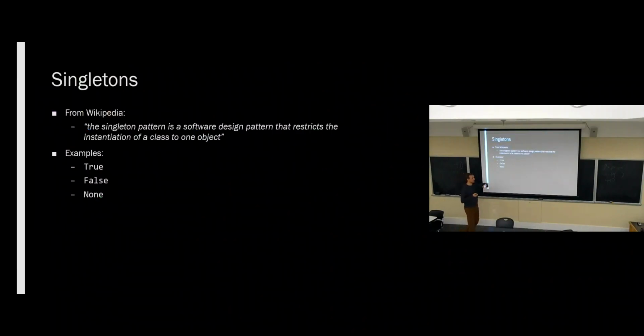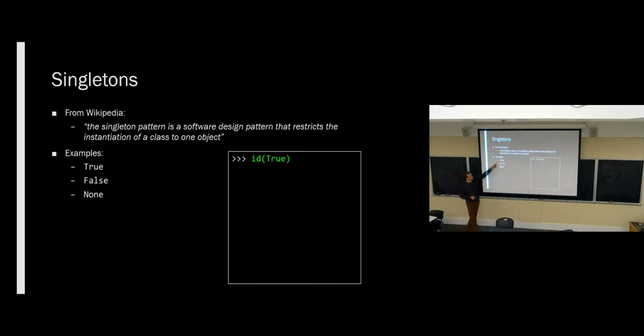So here's another use case: singletons. A singleton is a special kind of class where you can only ever create one instance of that class. Some examples are True and False. True and False are instances of the bool class. And if we get the ID of True, this is like the memory address that this object is stored at.